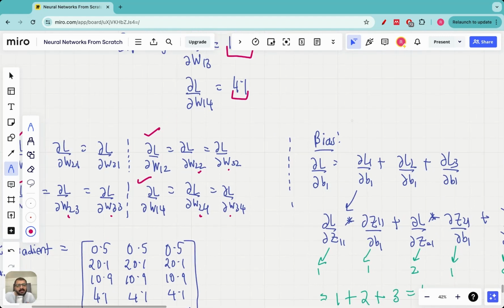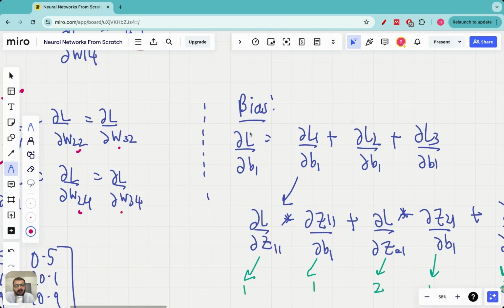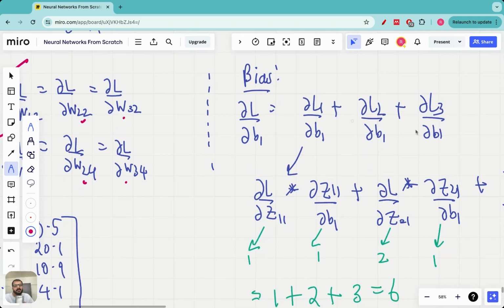Now let's look at the bias. Since there are three input batches, the partial derivative of loss with respect to B1, which is the first bias, will be the partial derivative of the first loss with respect to B1 plus the partial derivative of the second loss with respect to B1 plus the partial derivative of the third loss with respect to B1.